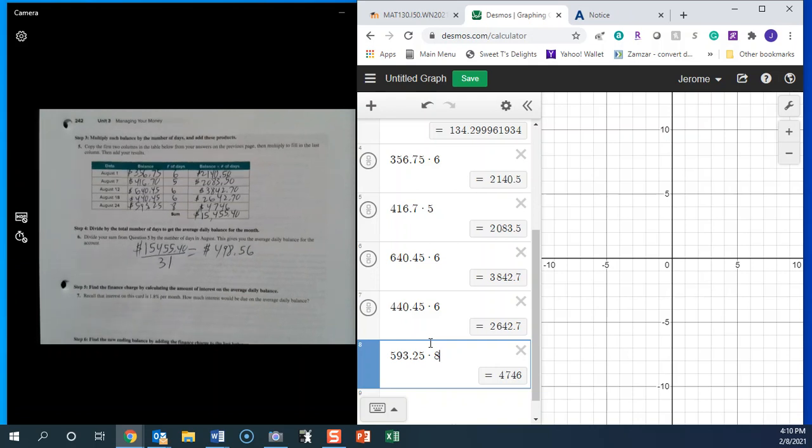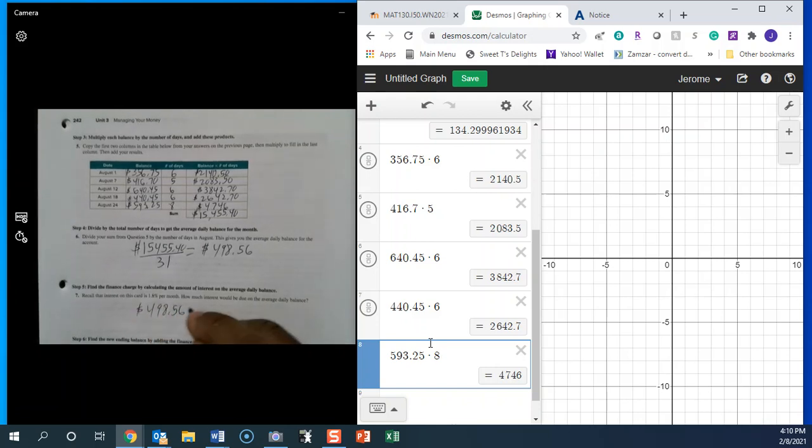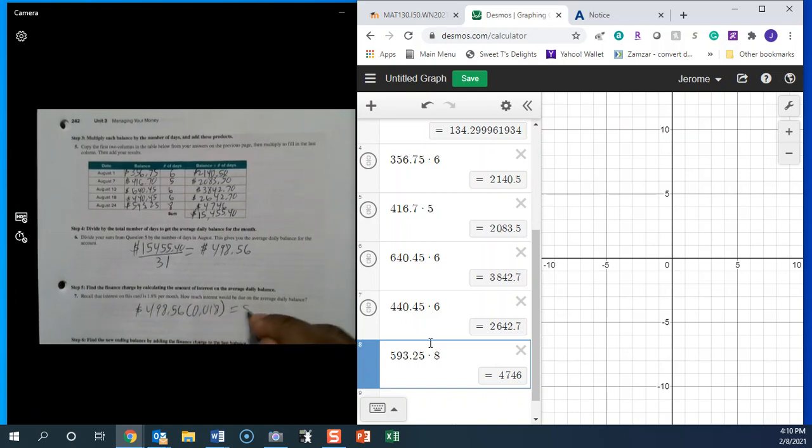Now, number 7, it says recall that interest on this card is 1.8% per month. How much interest will be due on the average daily balance? So we'll take the 498.56 and multiply it by 0.018. And that'll give us $8.97.